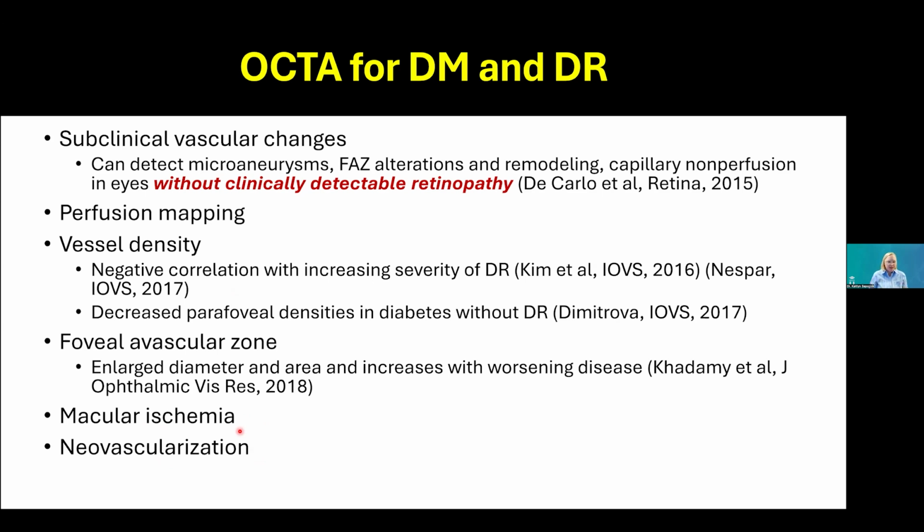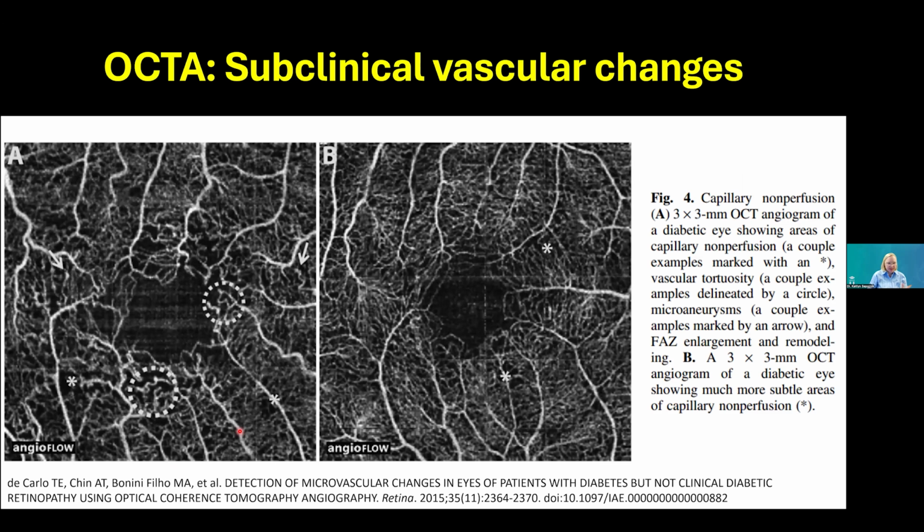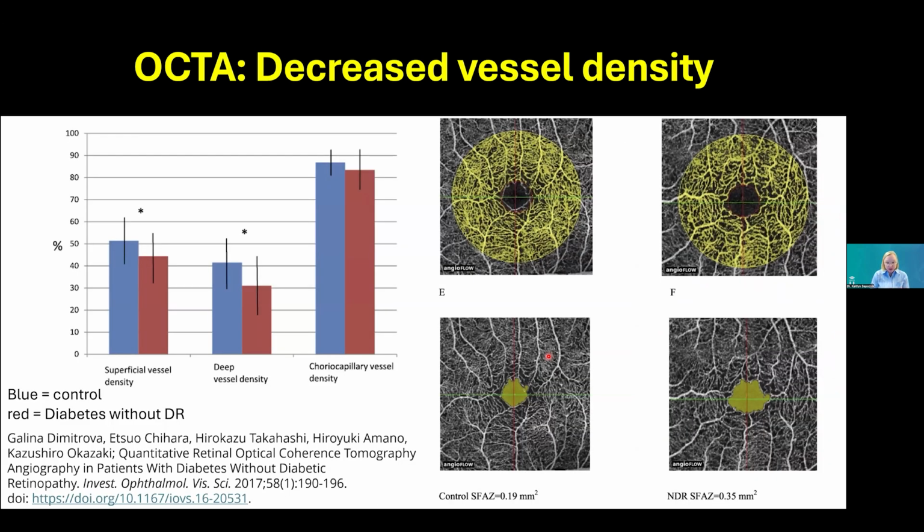And then, of course, we can look at neovascularization as well. And so these are two examples of patients with diabetes. This is a more severe diabetic retinopathy patient. We see a lot of irregularities, a lot of dropout of the capillaries, enlargement of the foveolae vascular zone. And then we have somebody with less obvious retinal changes. So these white asterisks are just pointing out these very small areas of perfusion deficits, or areas where there's been some capillary dropout. And in both the deep and superficial vascular complexes, there is a decrease in patients with diabetes.